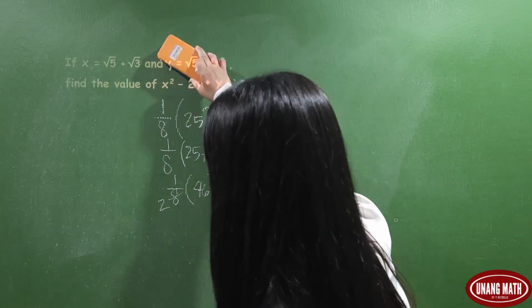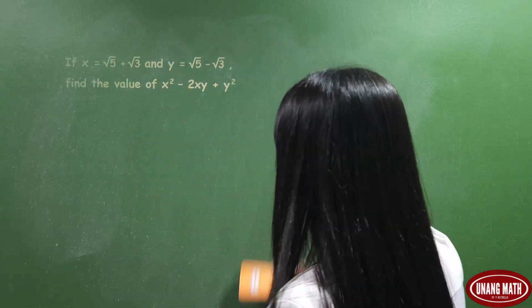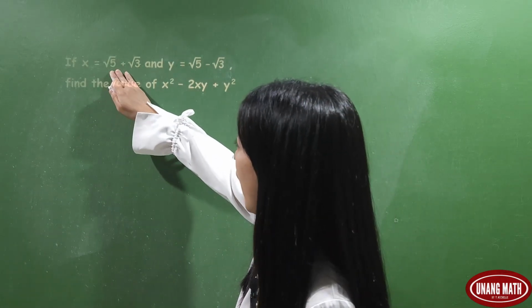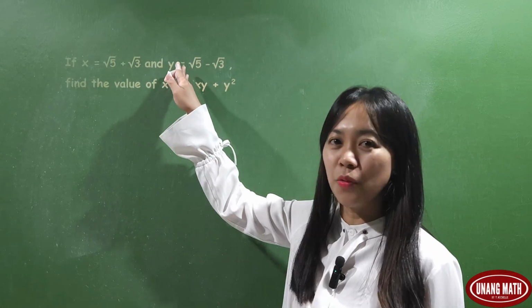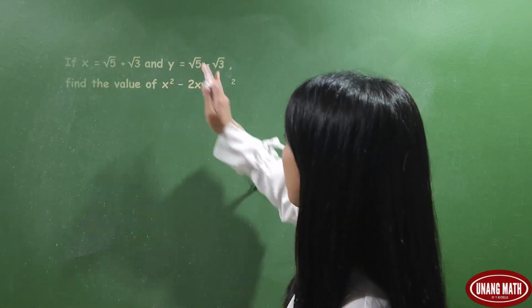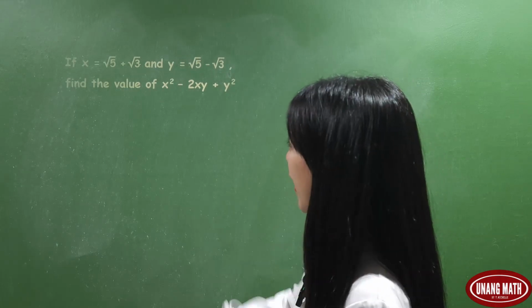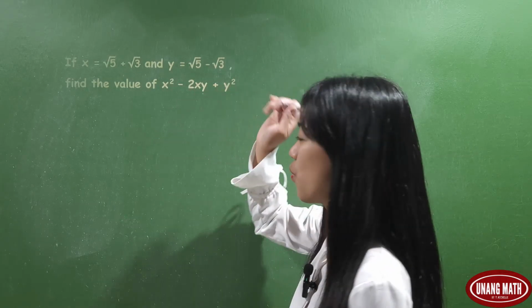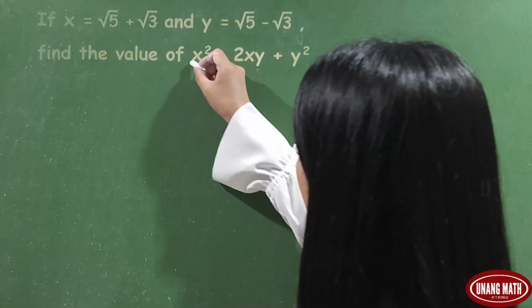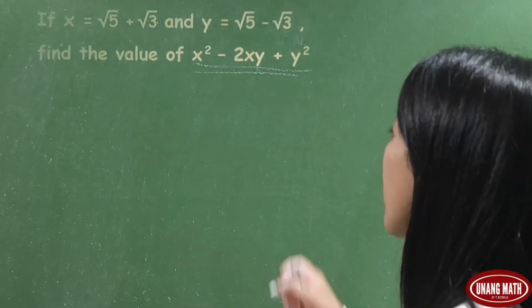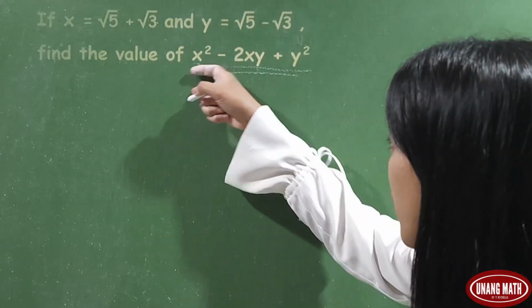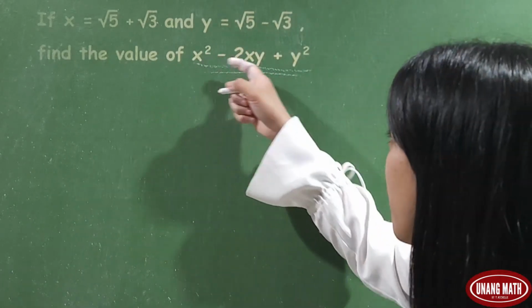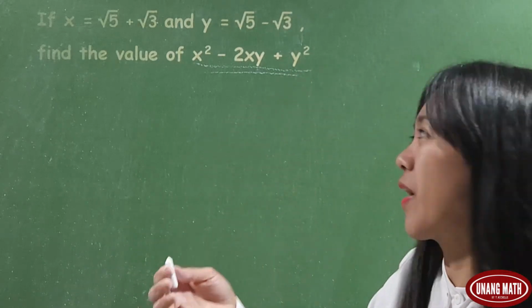Okay, how about this last question or problem? It's given here that x is equal to square root of 5 plus square root of 3, and the value of y is square root of 5 minus square root of 3. Let's find the value of this expression x squared minus 2xy plus y squared. Okay, this is our given expression. Let's check if this is a perfect square trinomial. And if this is a perfect square trinomial, let's factor it out.